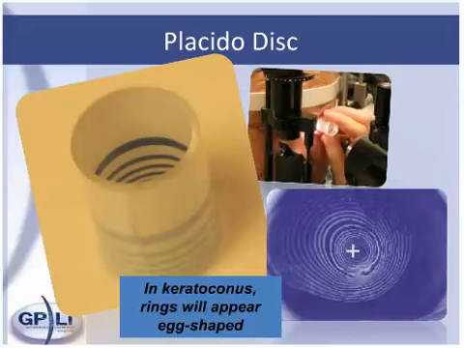Placido-based topographers are based on the Placido disc. The Placido disc is a ring which will project circular patterns onto the cornea. When the cornea is steep or changes rapidly, the Placido image rings will appear close together. Where the cornea is flat or changes slowly, the Placido image rings will be farther apart. In keratoconus, the Placido rings will appear like an egg.